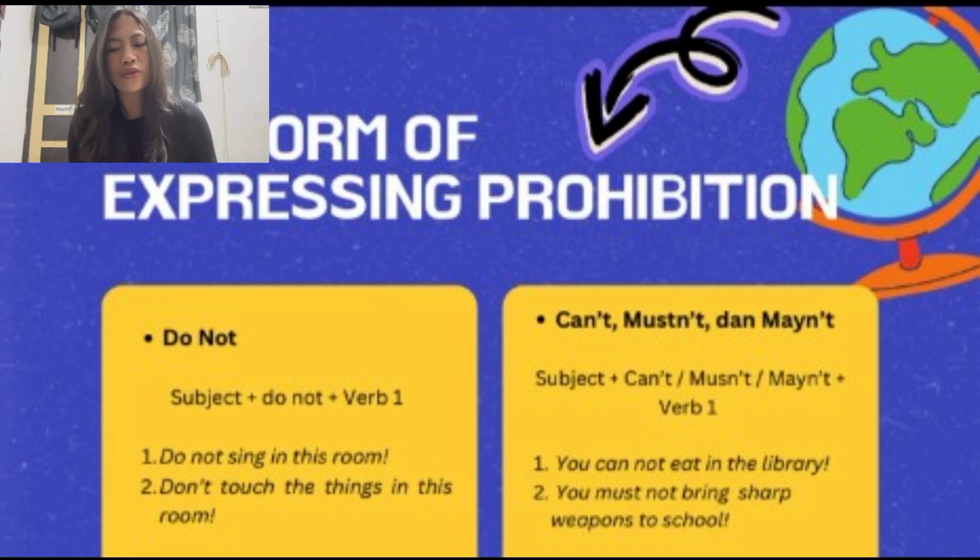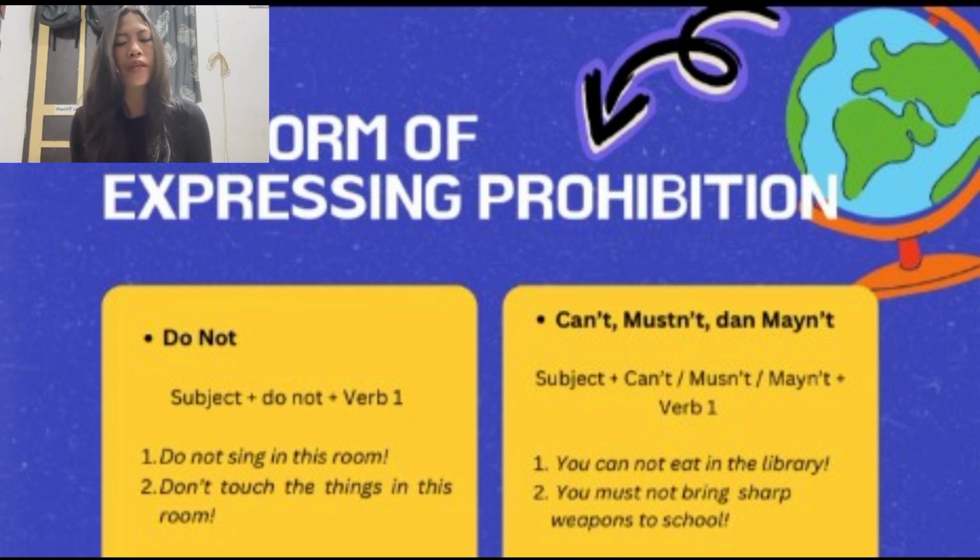First is do not, and the form is subject plus do not and verb 1. And I have the examples. Two examples: do not sing in this room and do not touch the things in this room.